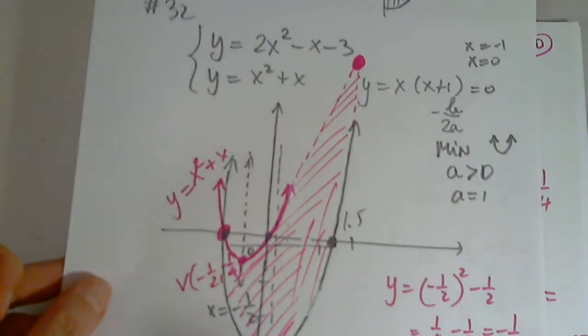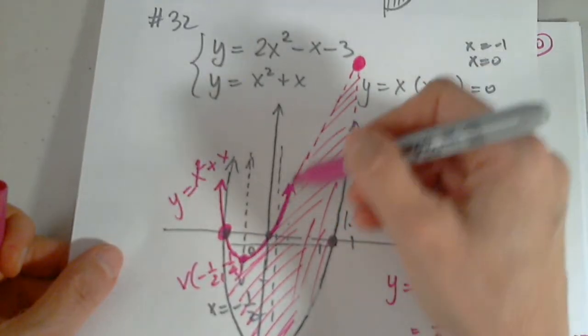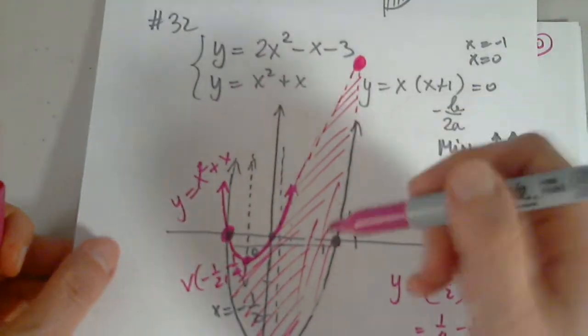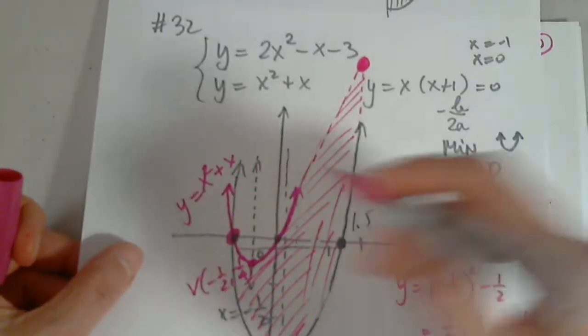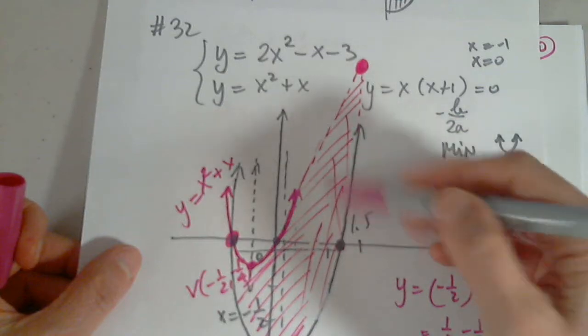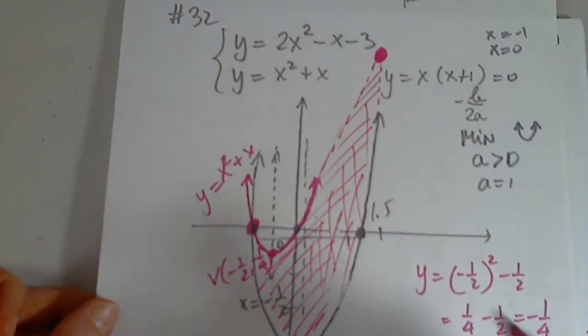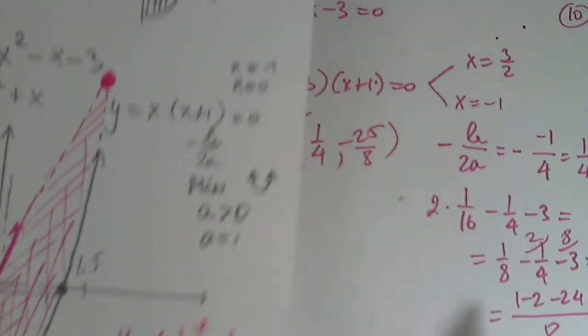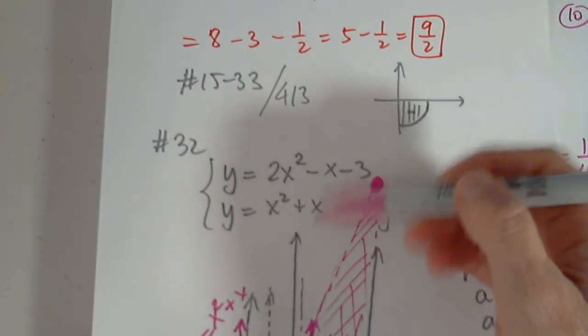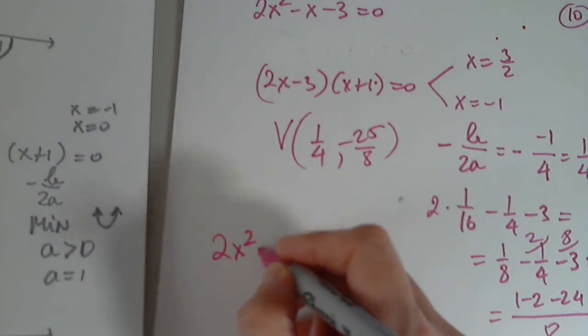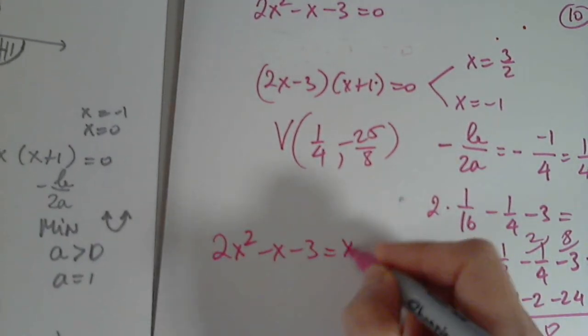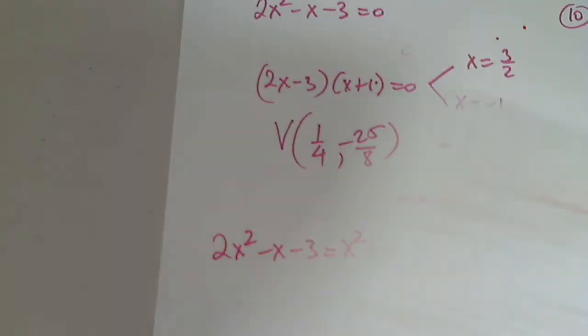Okay. So I'm assuming that this will cross. I can graph them with a calculator and see if there is any discrepancy, but I don't see any problem. Let's find the points of intersection. So again, I'm setting these two equal to each other. So 2x squared minus x minus 3 will equal x squared plus x.